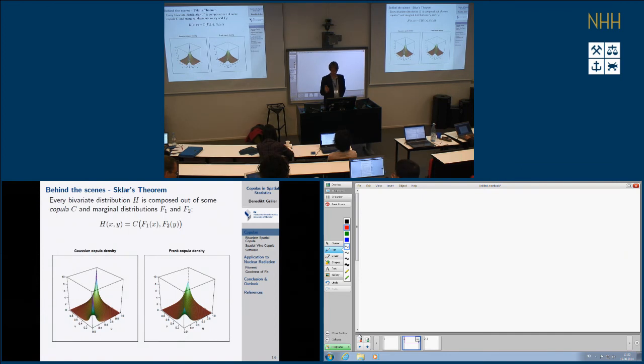The last theorem is what's happening behind the scenes. This is written out for two dimensions, but it's true for any dimension. So this really works for any dimension. Whatever data set you look at, you can stick together all the margins in a copula, and you get a multivariate distribution.